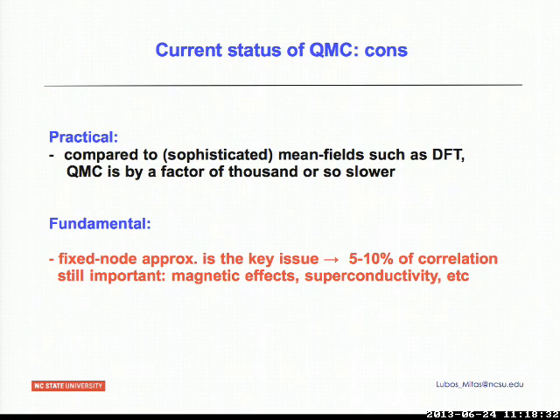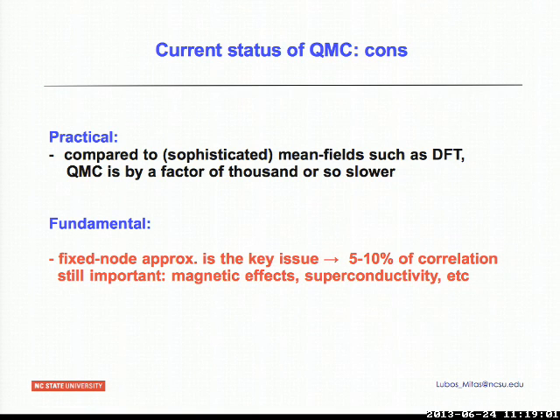Now, cons, of course, there are. If you compare it to sophisticated mean fields, such as versions of DFT, QMC is slower by a factor of 1,000 or maybe even 10,000 if you take a particular system. So you get a hit by 1,000 right from the outset. So it has to be a problem which is worth the investment to do those types of calculations.